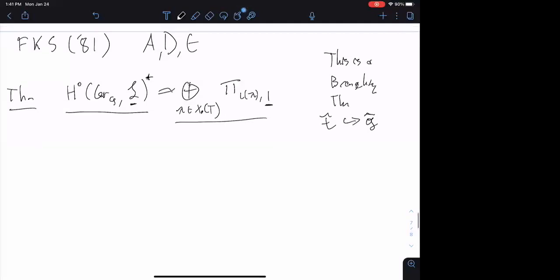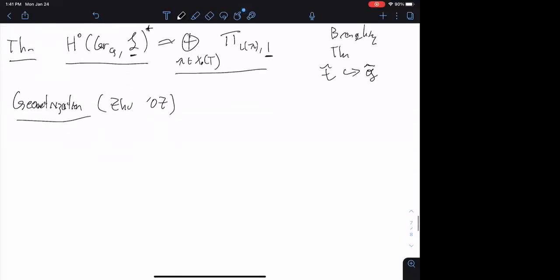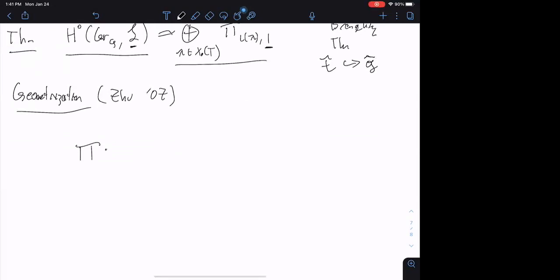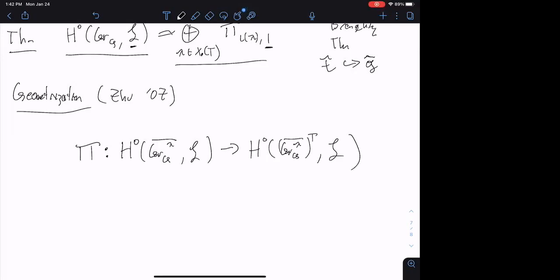And now I want to describe a geometrization due to Zhu in, I believe, 2007. The geometrization has the following form. We have a restriction map from global sections of our affine Schubert variety associated to lambda L. So L is a line bundle on the affine Grassmannian. I pull it back to this Schubert variety, and I can pull it back further to the T fixed subscheme. And I get a restriction morphism to global sections on the T fixed subscheme of L. So this is restricting global sections of L to sections on the T fixed subscheme.